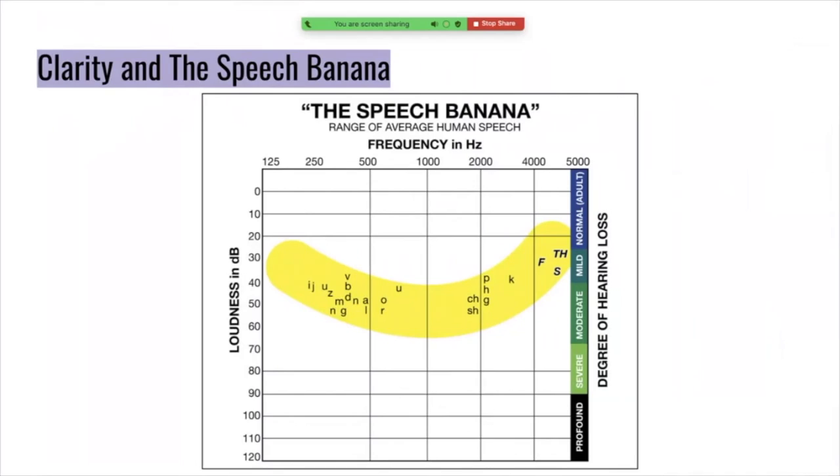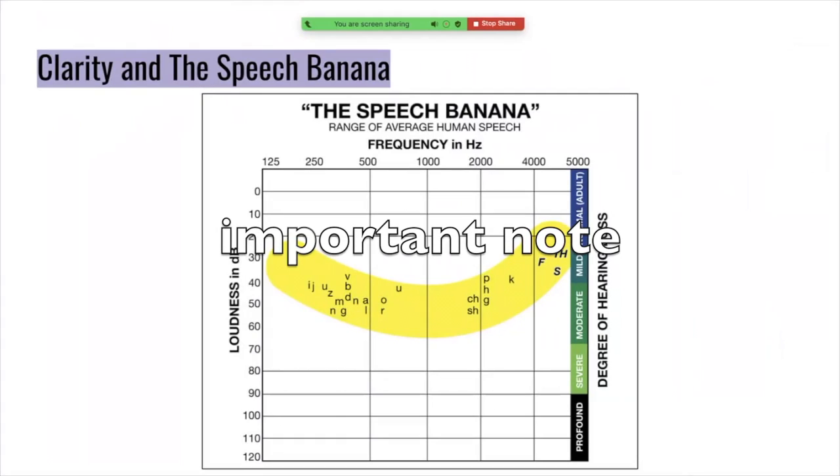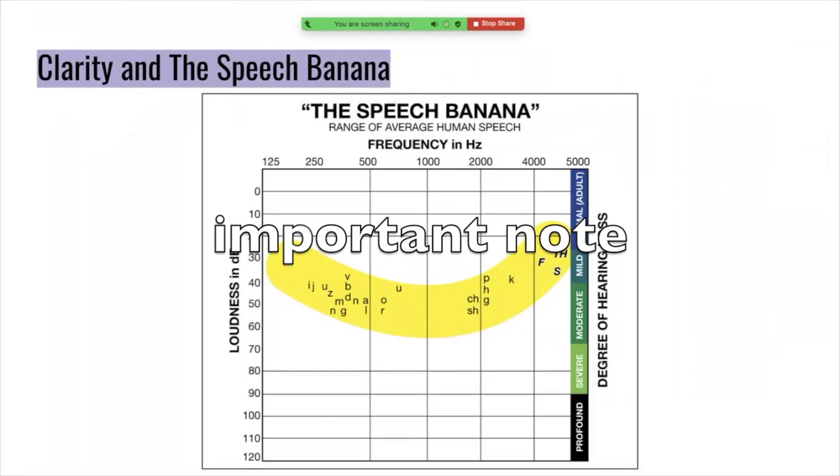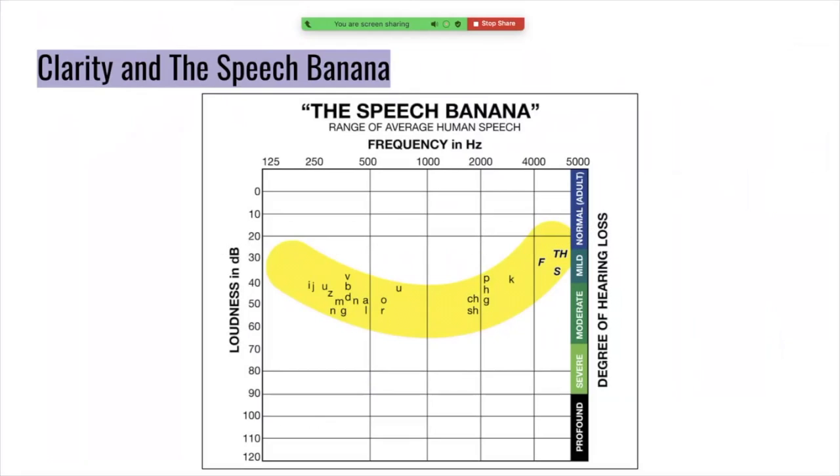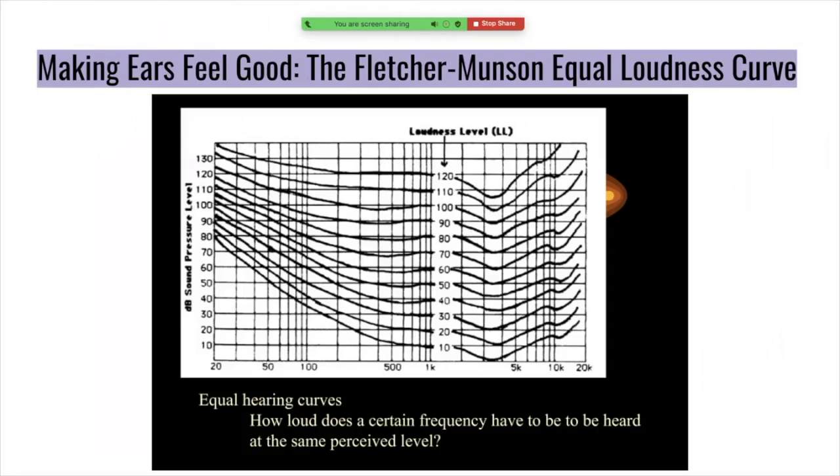So now that we've dealt with the different sounds of our voice, also this graph accounts for degree of hearing loss and how those different sounds would be heard by people with different degrees of hearing loss, which we can get into more another day. But next we have the Fletcher-Munson equal loudness curve. So this curve actually tells us what frequencies feel the best in the human ear overall.